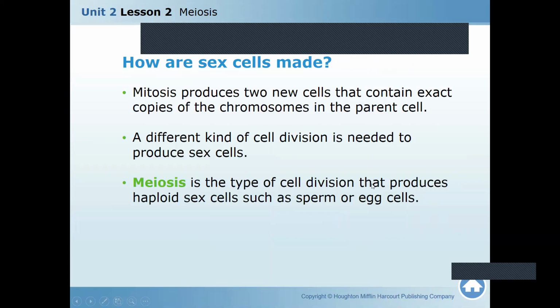Meiosis is the type of cell division that produces haploid sex cells such as sperm or egg cells.